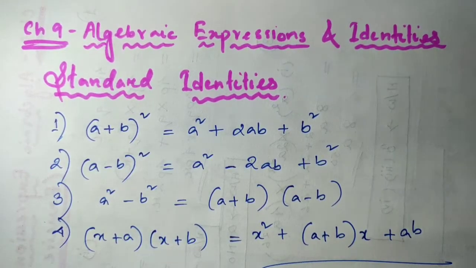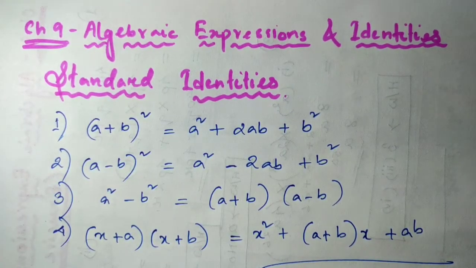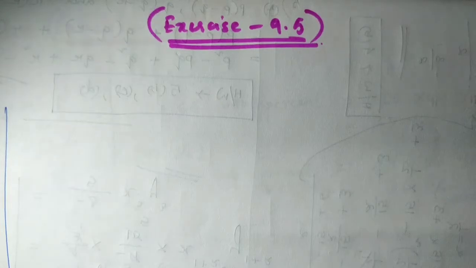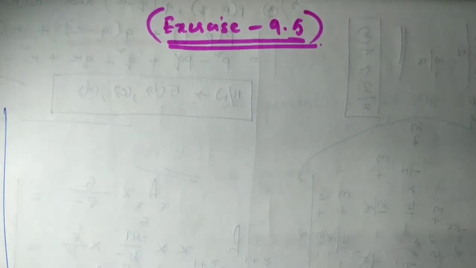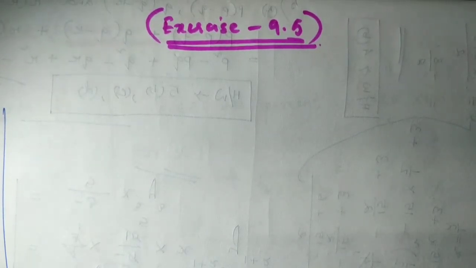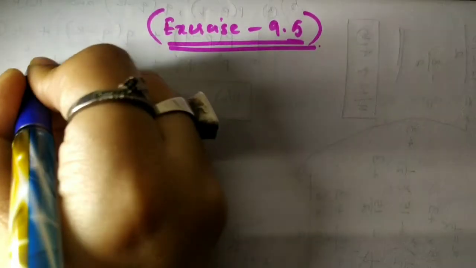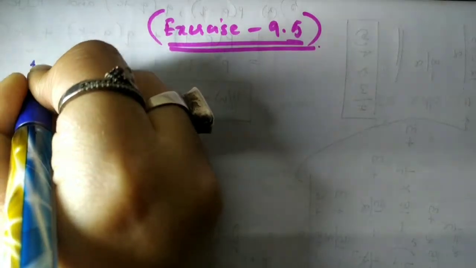Now let's begin with the exercise, that is exercise 9.5. So let's begin with the first question of the exercise. It's given, use a suitable identity to get each of the following products. So let's see question number 1.